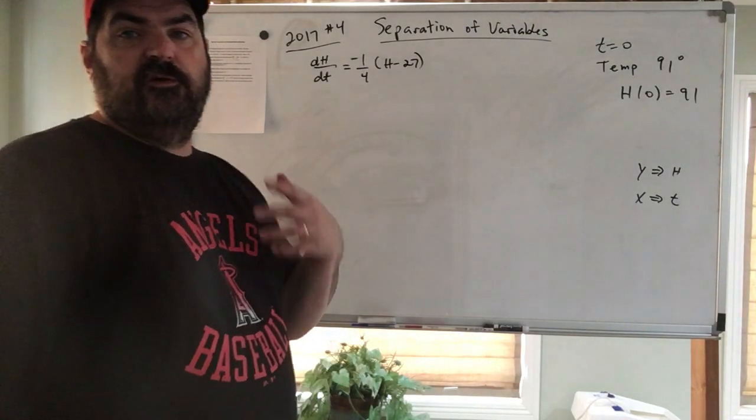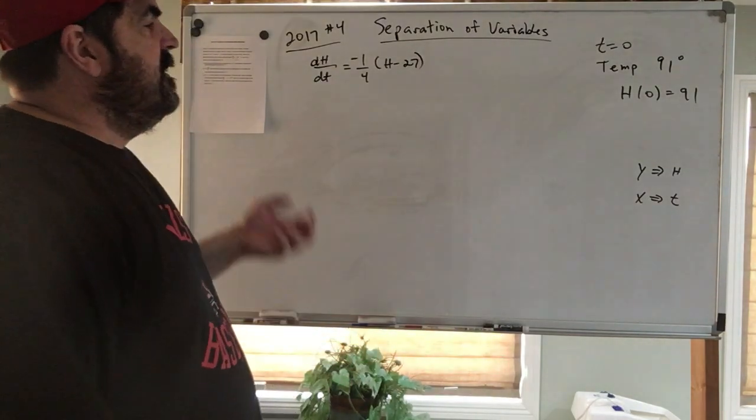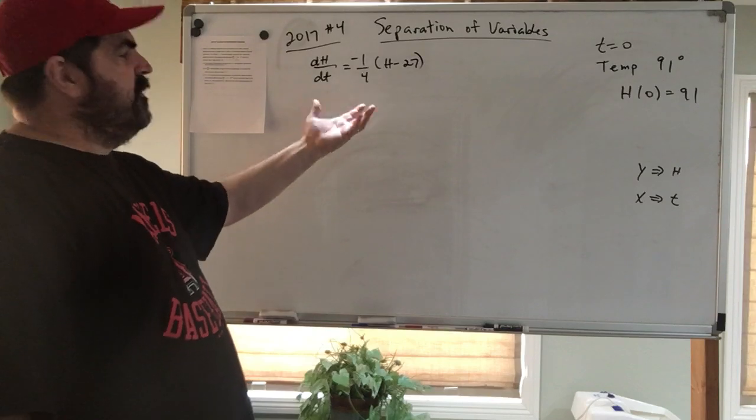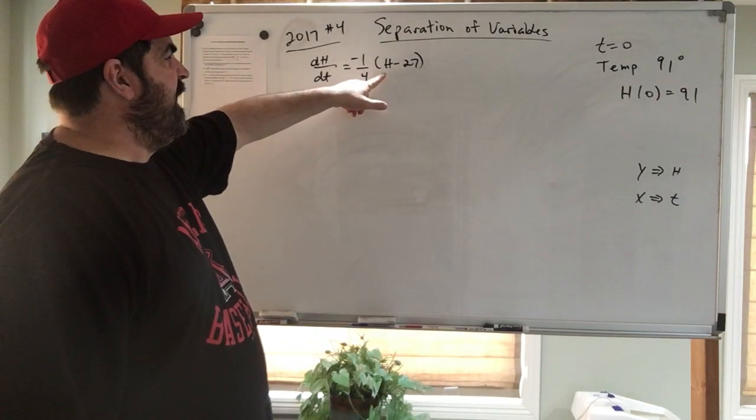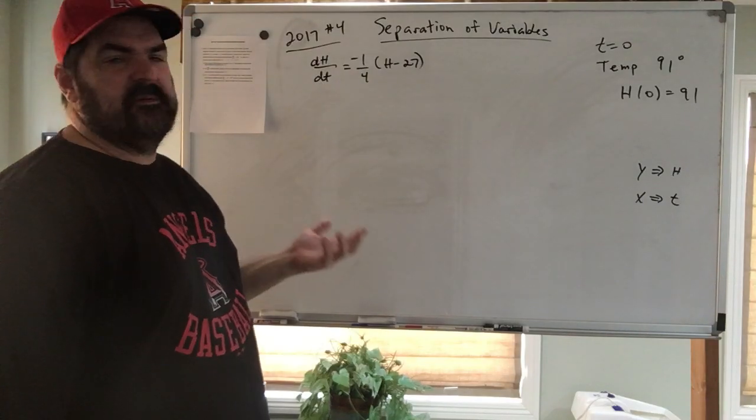All right, I'm going to show you the second problem of separation of variables. This is what makes these a little different. It's just got one letter over here, and this bugs people a little bit. It's just got an H. We're doing dH/dt, and some people are like, well, where's the T?